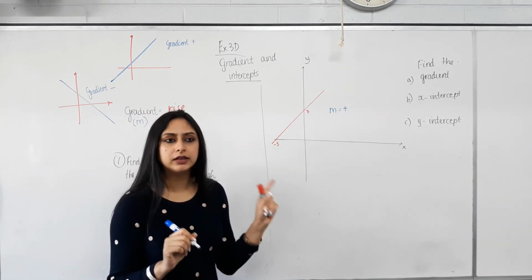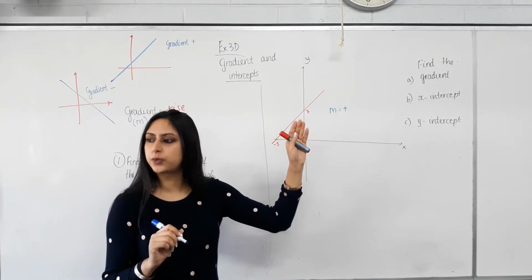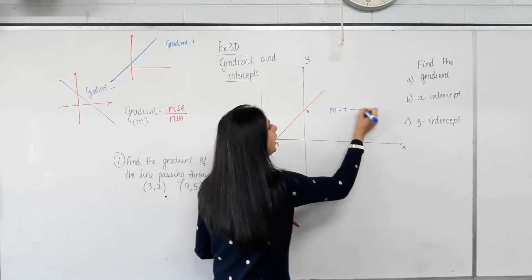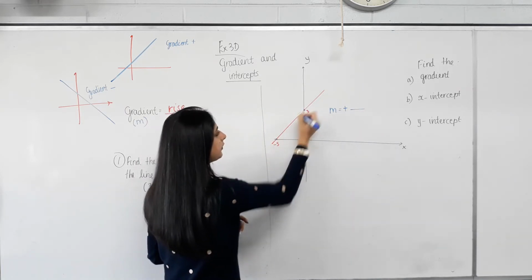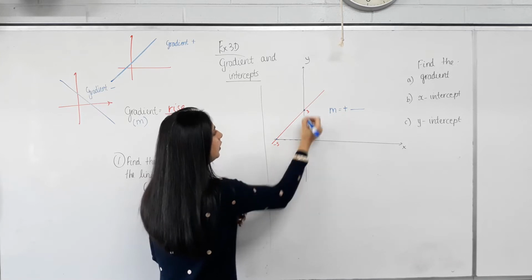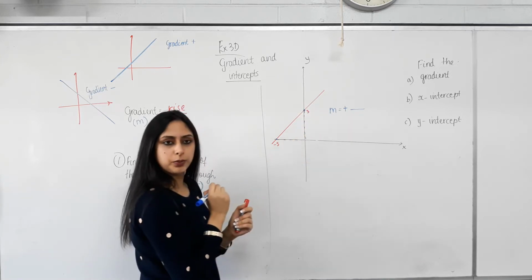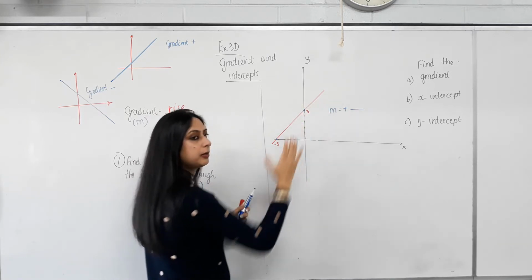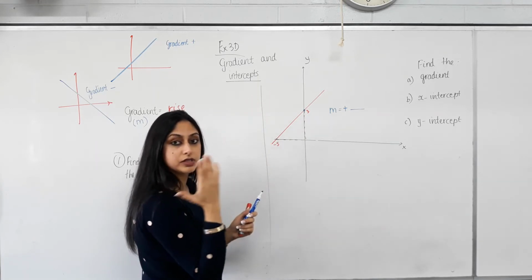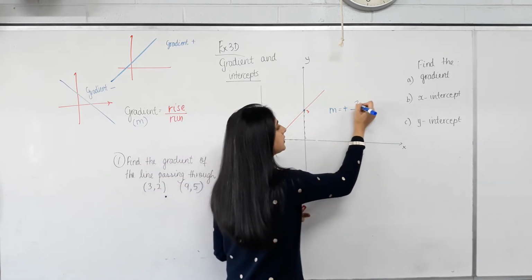Are we happy with that? The left hand decides whether it's positive or negative? Yeah. Now, between the 2 points that are given, so these are the 2 points that are given. What's the rise? How much has the line risen between those 2 points? 3 units. So the rise is 3.